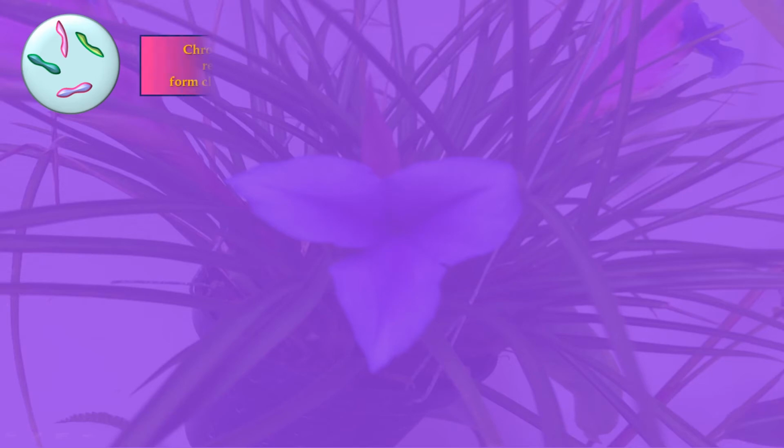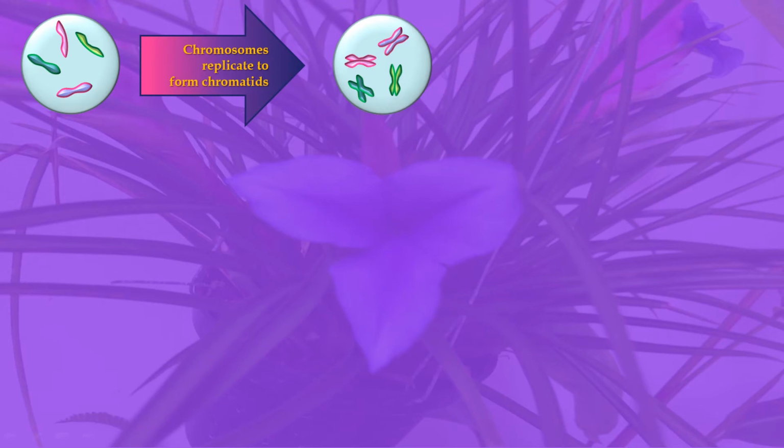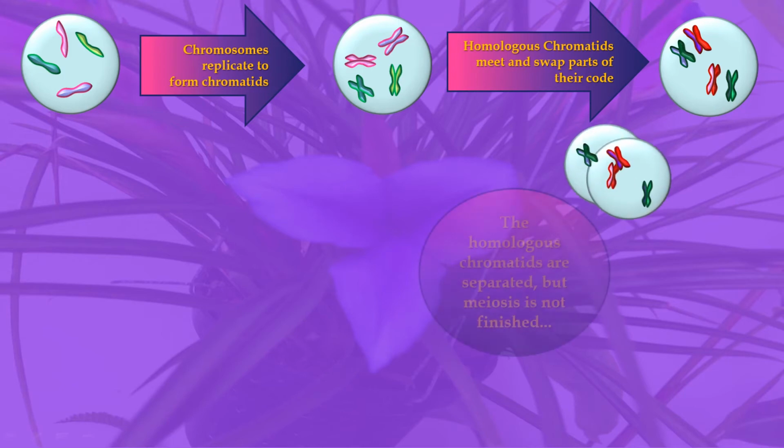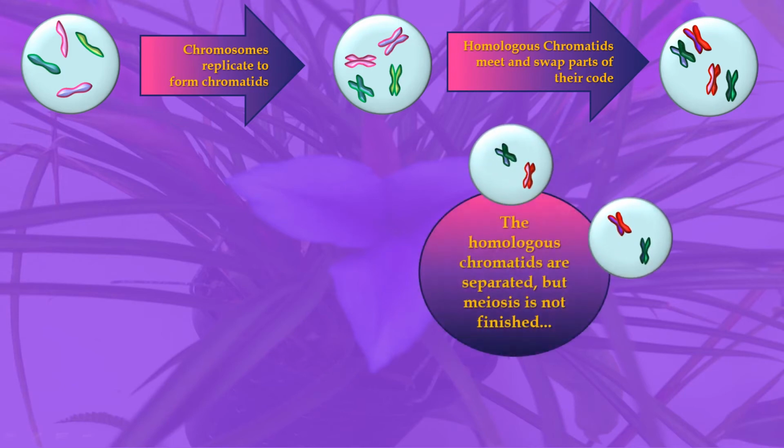Again, let's see that visually. Here is our cell nucleus, this time preparing for meiosis. The chromosomes replicate to form chromatids, and then the homologous chromosomes meet up and swap parts of their code, so you'll now see that we have each chromatid being a different color, and all of them are different from the original nucleus. The nucleus now has 4N chromatids, and it divides into 2 nuclei with 2N chromatids each.